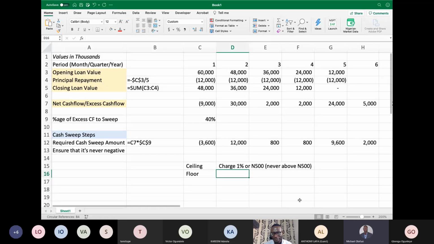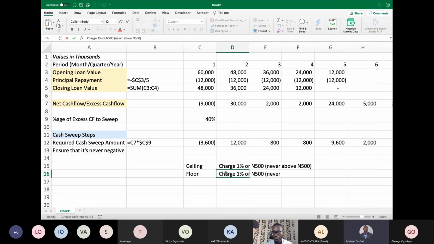So that's what we mean by a ceiling. Then what about a floor? Maybe the same thing: we're going to charge you 1% or 500 naira, but never below. So the floor becomes 500 naira, right? So you will know that they will never charge you below 500 naira.